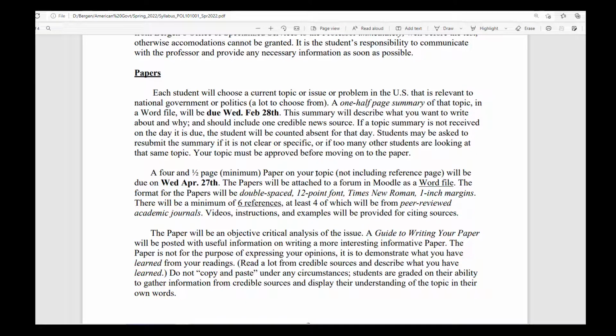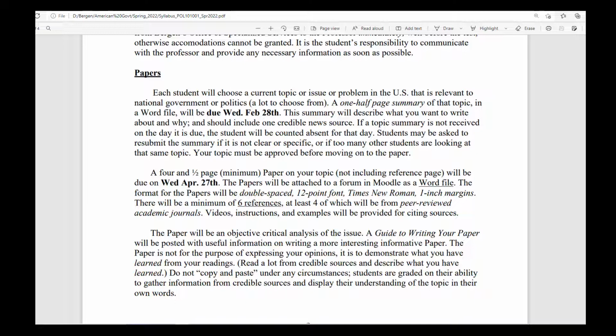If your topic has not been determined, if you have not submitted one, I won't be able to accept your paper. So you'll need to get that in as soon as possible if you want to have a chance to get your paper graded. The online classes, paper is due Wednesday, April 27th. It's coming up right around the corner.